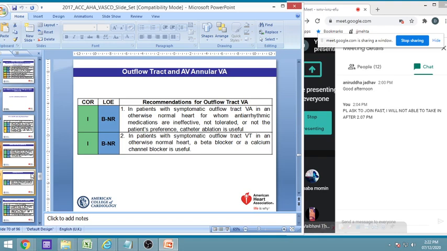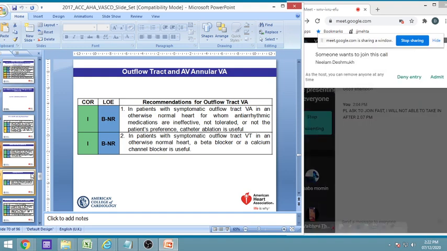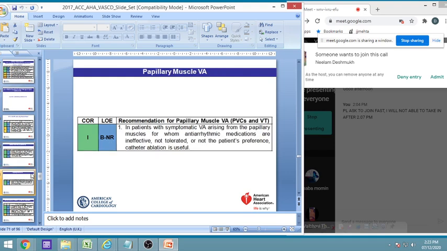For a patient with symptomatic outflow tract ventricular arrhythmias with an otherwise normal heart, for whom antiarrhythmic medications are ineffective, not tolerated, or not the patient's preference, catheter ablation is useful. Catheter ablation, I already told you, is removal of that part with a catheter. For a patient with symptomatic outflow tract ventricular tachyarrhythmias in an otherwise normal heart, beta blockers and calcium channel blockers are useful.